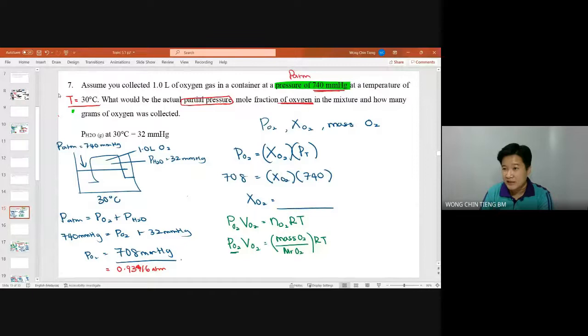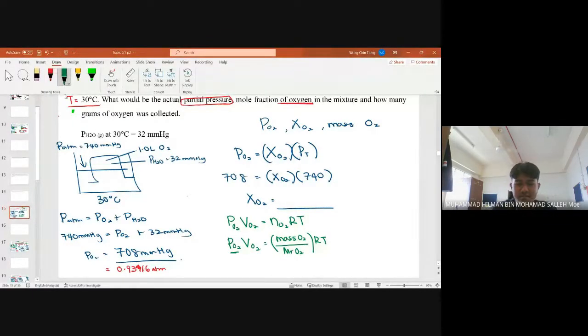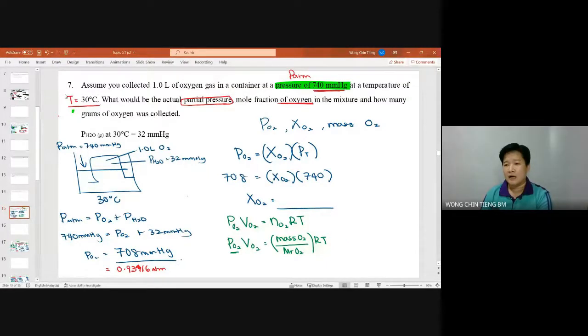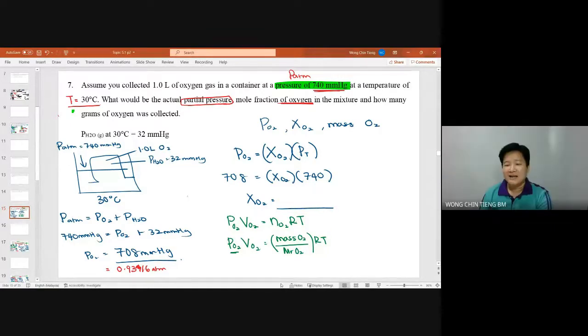Hang pun guna cara ni lah. Tak, saya pakai mass PV MR per RT. Sama lah. Saya ingat yang pakai PV. Cheese.